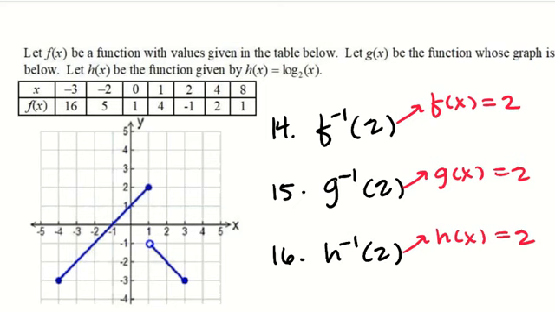Let's look in the table. Okay, here's f of x. That's where f of x is equal to 2. So I've got it. I go back up. What x is it? It's 4. So this is equal to 4.